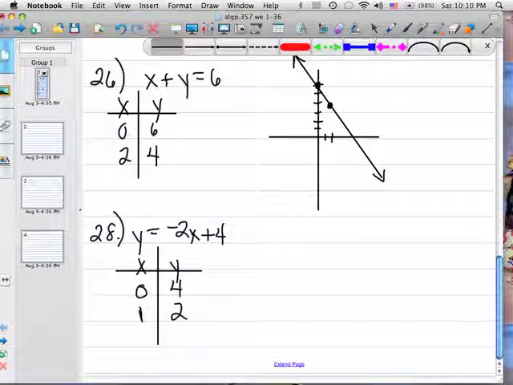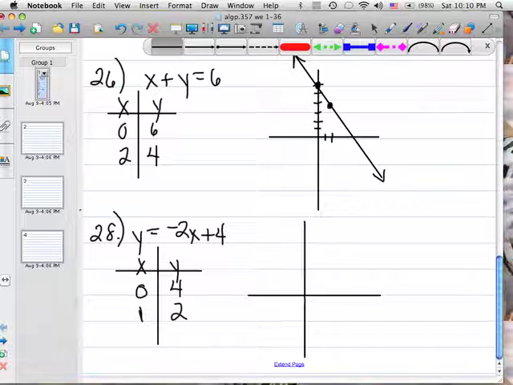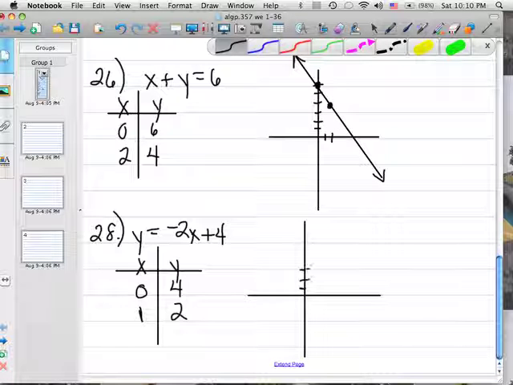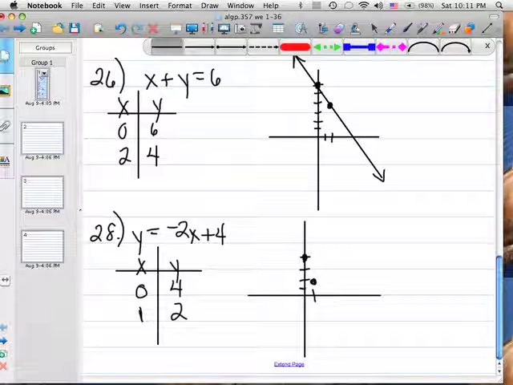Now I'm going to draw the x-axis and the y-axis and plot those 2 points. X is 0, y is 4. X is 1, y is 2. And then draw my line through those 2 points.